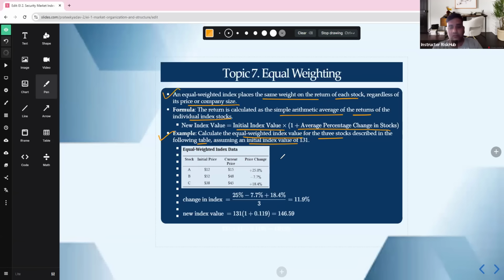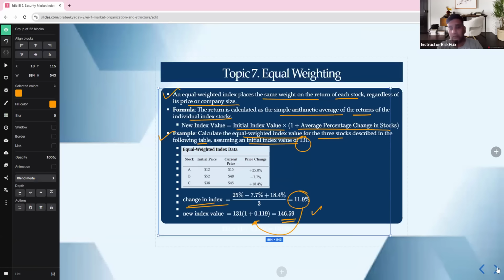Right. So what is happening here is you calculate the change in index, right? And again, you are assuming the index value is 131. So whatever you calculated, right? 25 minus 7 plus 18.4 divided by 3 is 11.9, which comes here, and we get 146.59. Okay, so equal weighing has been explained.